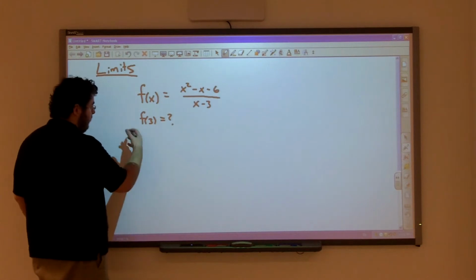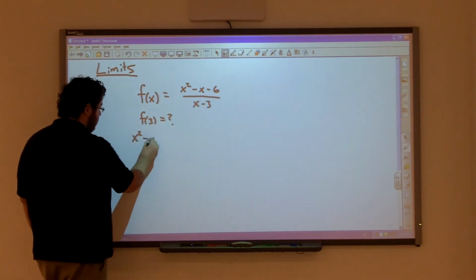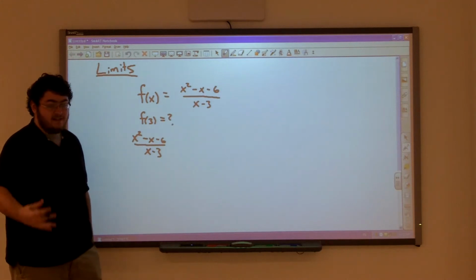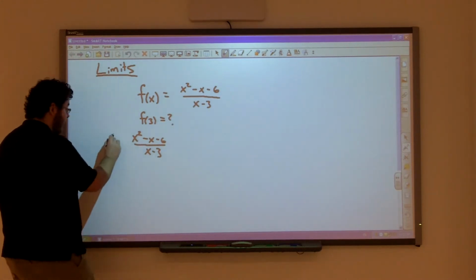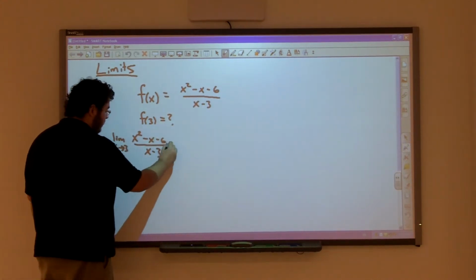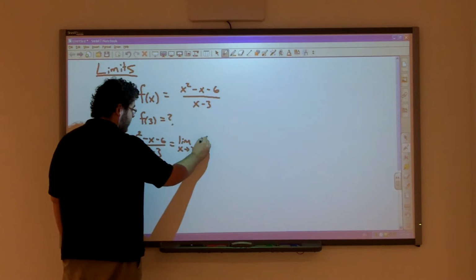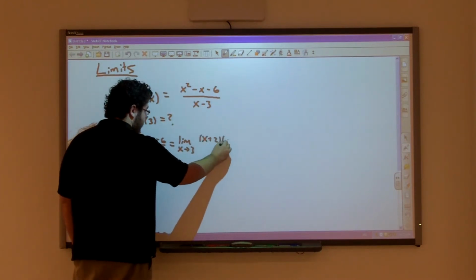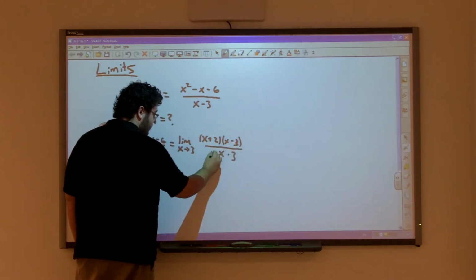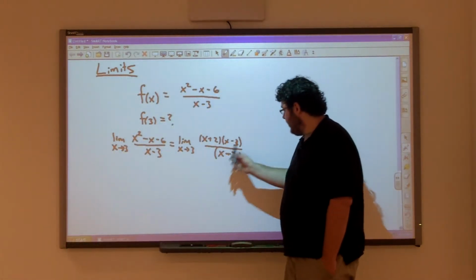So if I want to know what this is like as x approaches 3, we could say we want to look at some limit as x approaches 3. So we call it just that, limit as x approaches 3. So we can rewrite this as x plus 2 times x minus 3 over x minus 3. And now you see that we can cancel the x minus 3's.